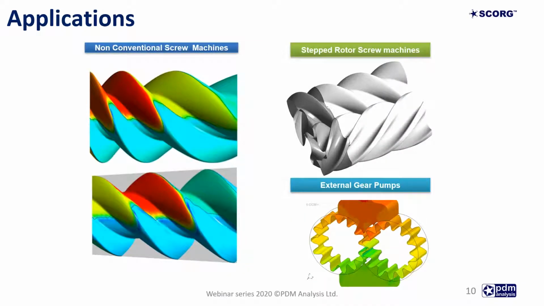Here you can see some non-conventional rotors such as variable lead type, where there is a larger lead on the suction end and a lower lead on discharge end, or a conical rotor. So these designs are not yet available in manufacturing, but they can be easily computed using Scorch grid generator. Similarly, you can have a dual lead rotor, or some external gear pump examples could be solved.